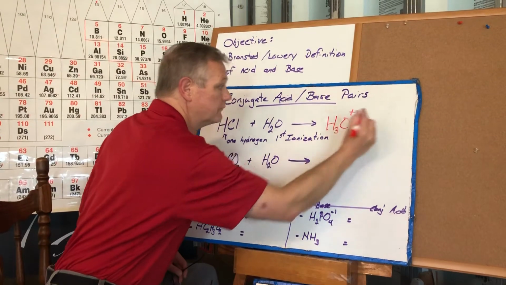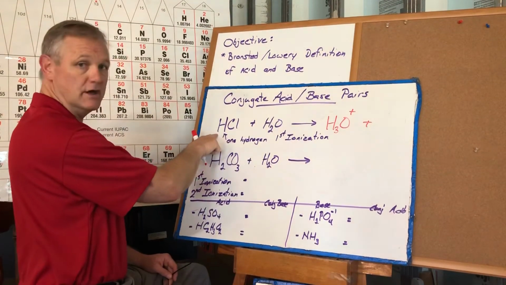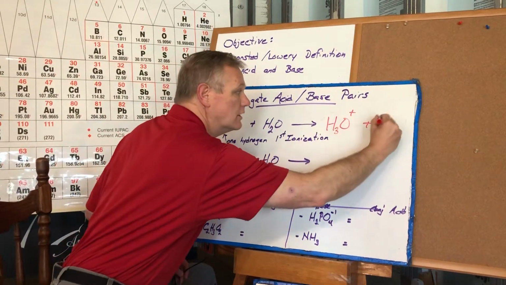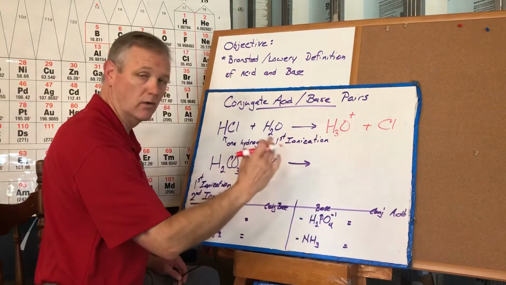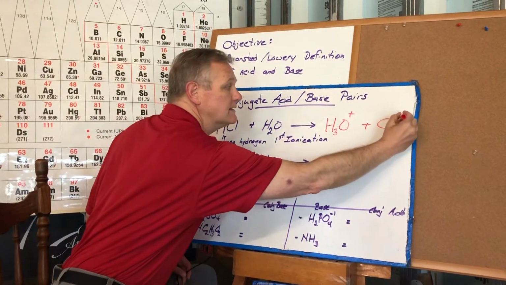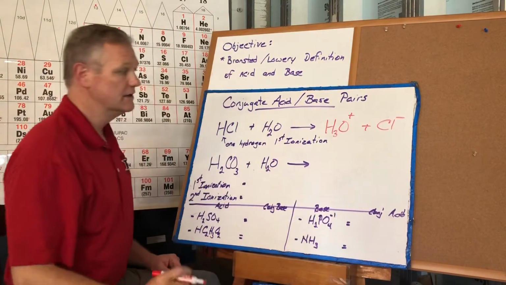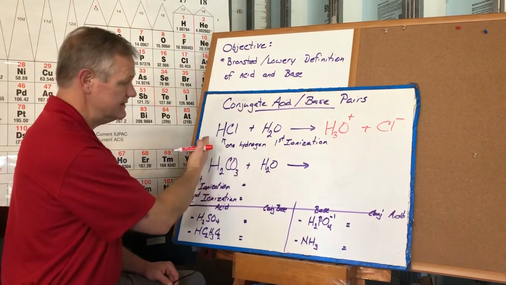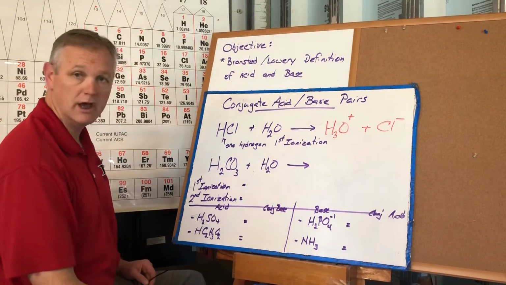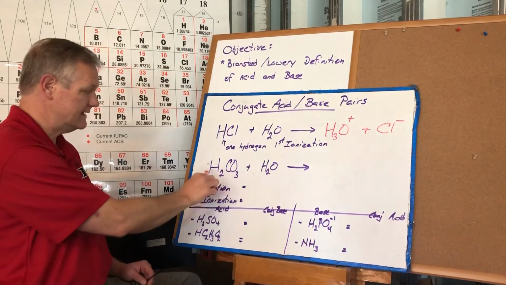So now, I look back over here. If I donate that one hydrogen, what do I have left? Just a chlorine. But it's not chlorine as a gas or a solid, it's chlorine as an ion. So I get this. And this is how hydrochloric acid is going to dissociate. So let's look at the next one.